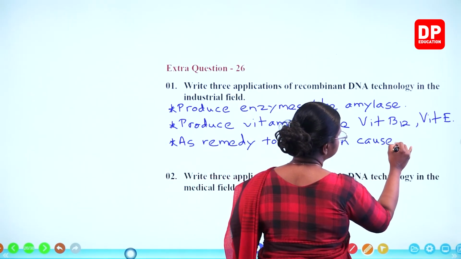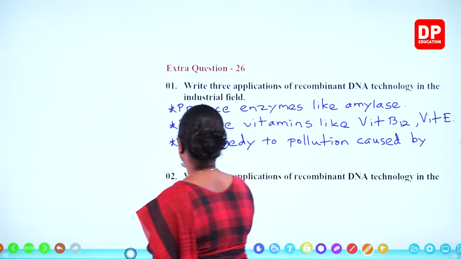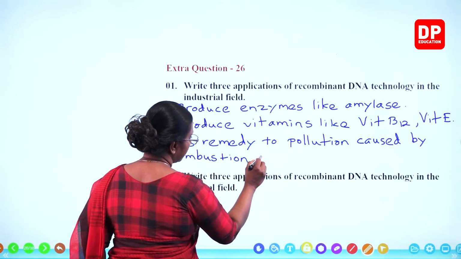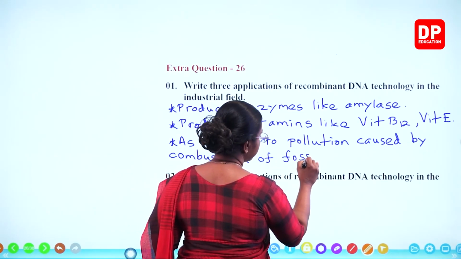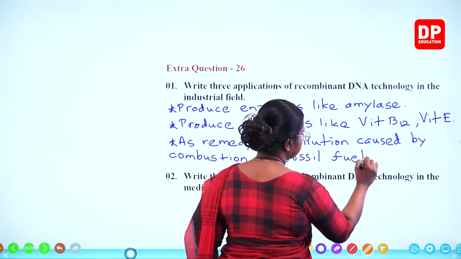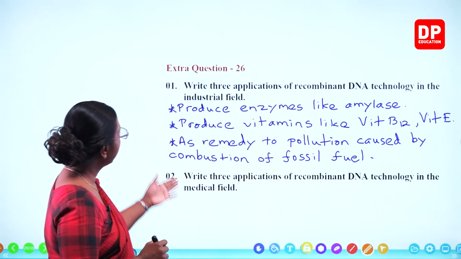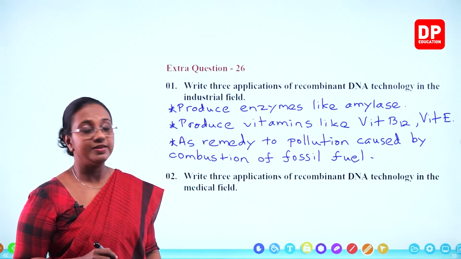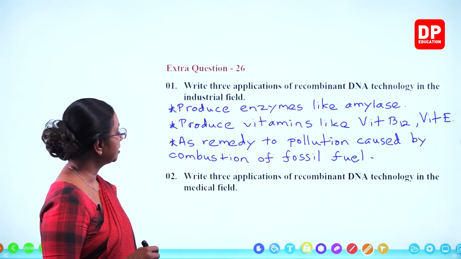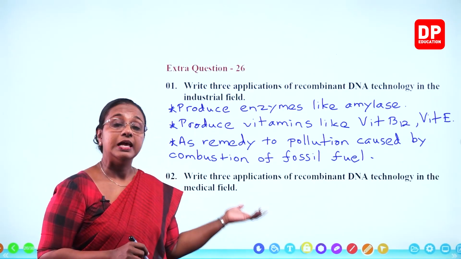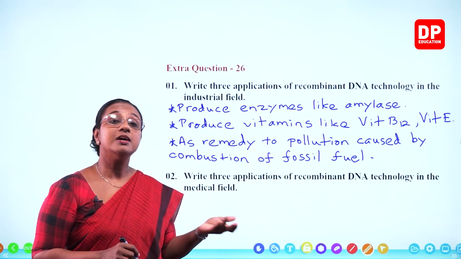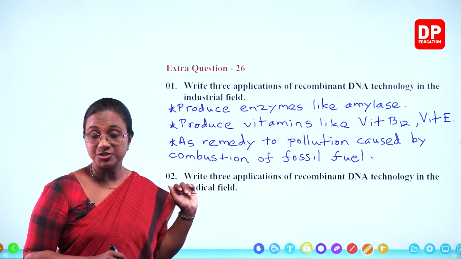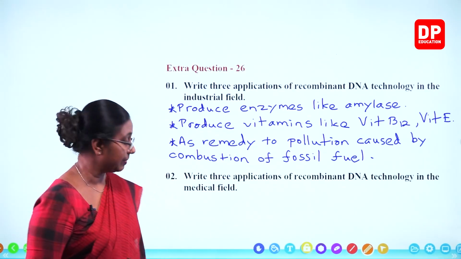caused by combustion of fossil fuel. So those are all applications. Produce enzymes like amylase, produce vitamins like vitamin B12, vitamin E, then as remedy to pollution caused by combustion of fossil fuel. In addition to that, you can also say produce amino acids for the production of monosodium glutamate. That is also an application. You can write any 3 of these applications.